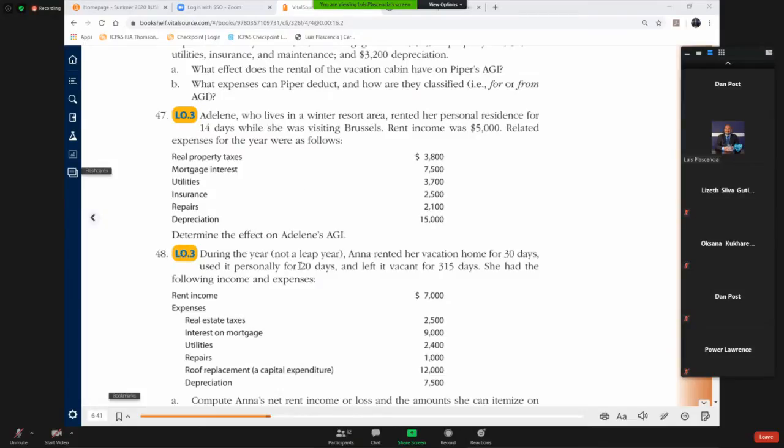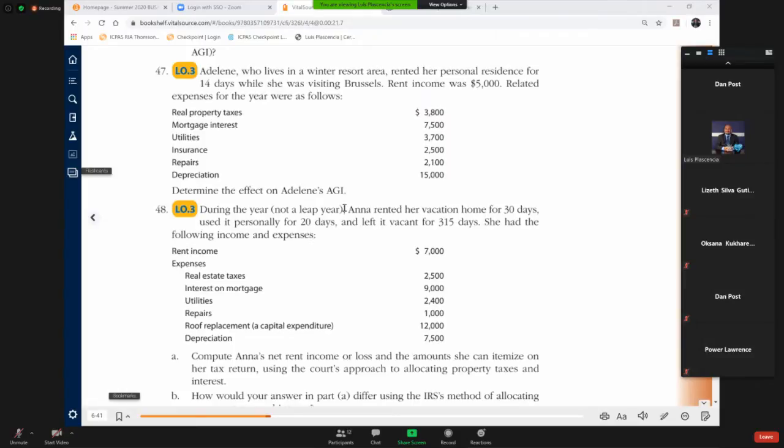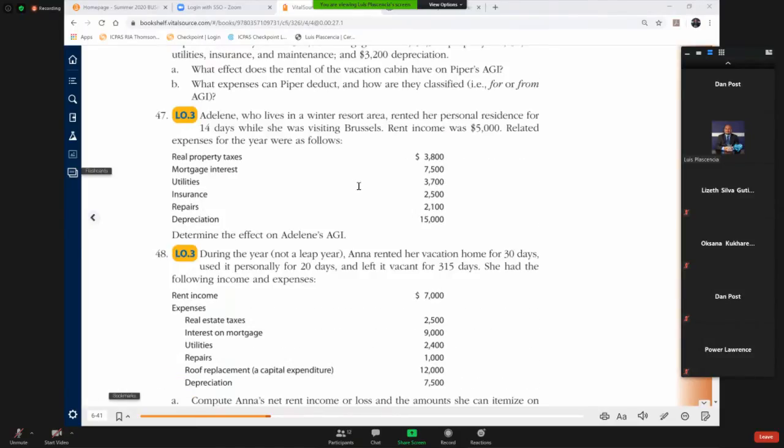So yeah, 48. Now this one's actually a bit different. During the previous one, I have a question. I'm sorry, I have a question on the previous one. What happens to the income of the $5,000?